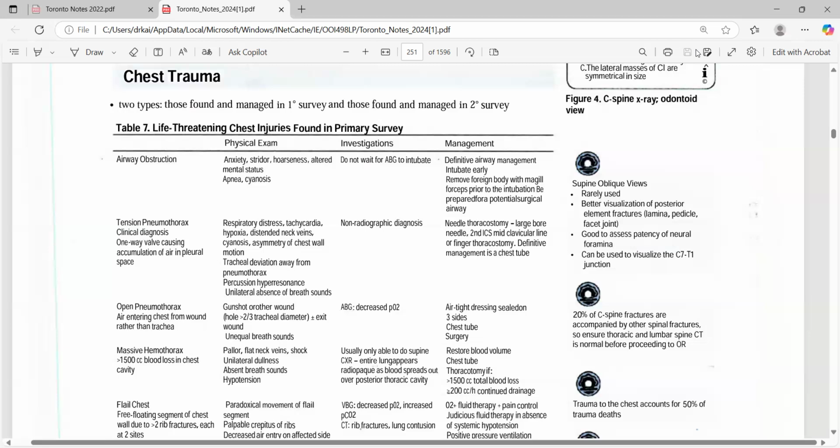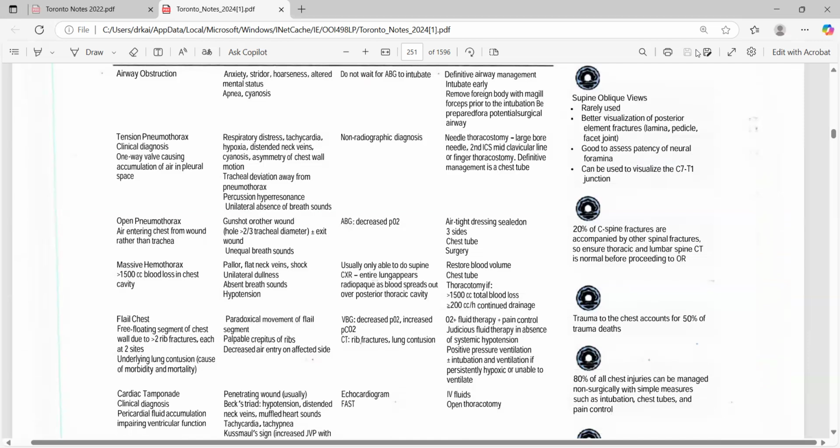Okay, so it means they're asking you, are you going to use the Canadian resources as it is, or where you need to use it. Okay, so in tension pneumothorax, we don't do any kind of investigations. You have to make the diagnosis through your examination. Then comes the open pneumothorax, gunshot wound or other wounds, equal breath sound. So we do ABGs, airtight dressing, three side and chest tube and surgery.